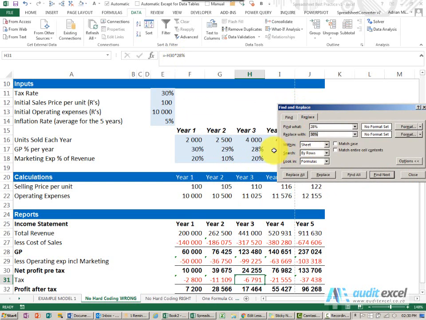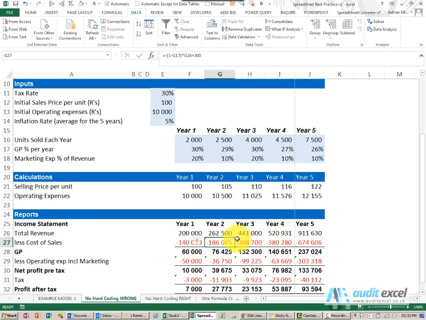So we can do that. But notice that my GP percentage here happens to be 28%. So when I make these replacements, can you see? So these are okay. But the problem is it's now gone and changed something here. So by hard coding, you run the risk of having errors existing in your model or making the errors at a later stage.